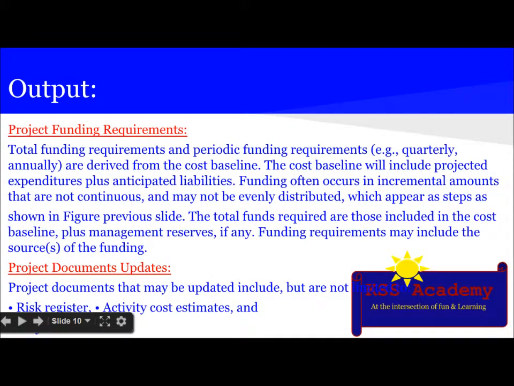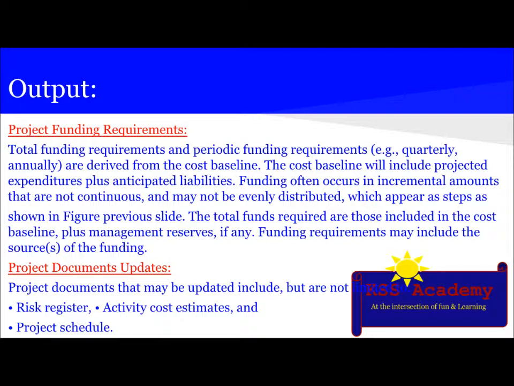The next output is project funding requirement. Total funding requirement and periodic funding requirement, for example quarterly or annually, are derived from the cost baseline. The cost baseline will include projected expenditures plus anticipated liabilities. Funding often occurs in incremental amounts that are not continuous and may not be evenly distributed, which appear as steps as shown in the previous slide. The total funds required are those included in the cost baseline plus management reserve, if any. The funding requirement may include the sources of the funding.